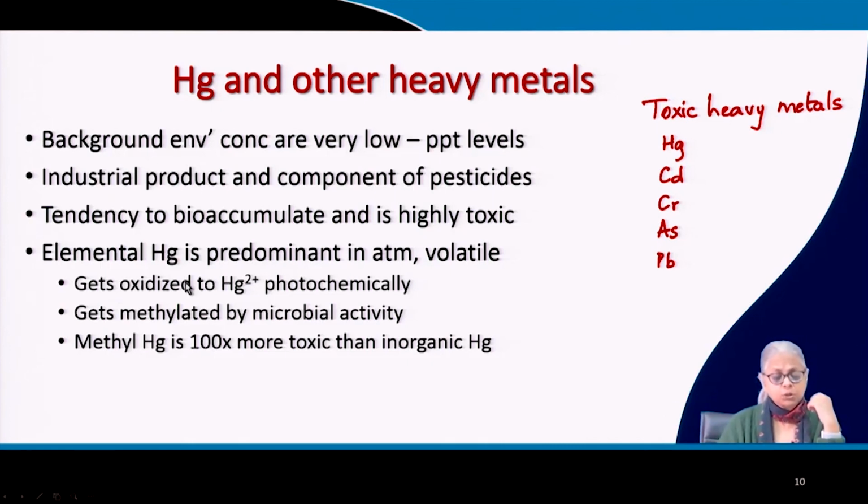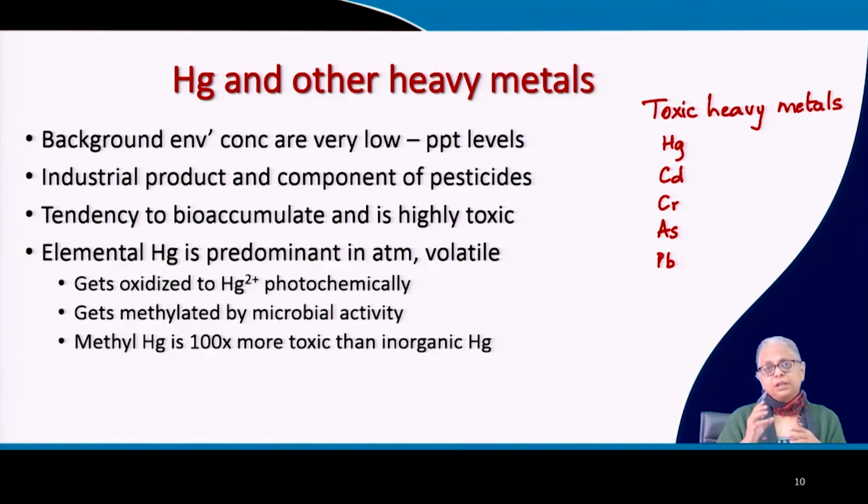In the atmosphere, mercury can also get oxidized to mercury 2+, and that's a photochemical reaction. Another possible reaction is methylation of mercury. Now we know that in aquatic environments, if you have mercury 2+, Hg2+, it is quite likely to form what are called organometal complexes. So mercury will tie up with methyl groups and form methylated mercury.